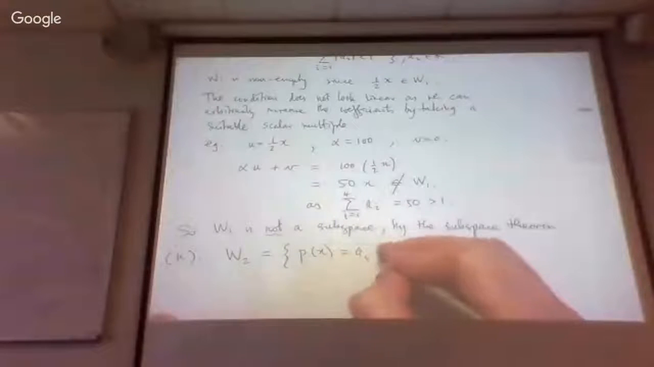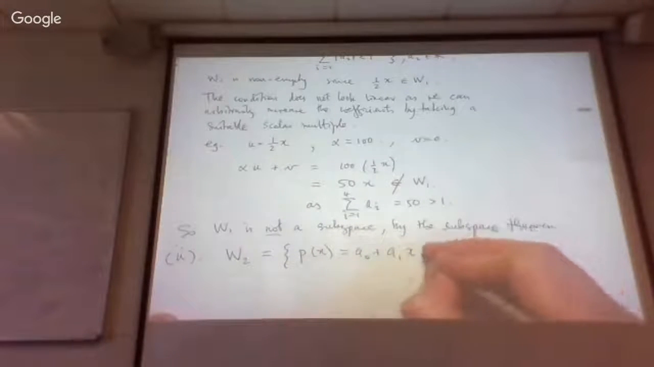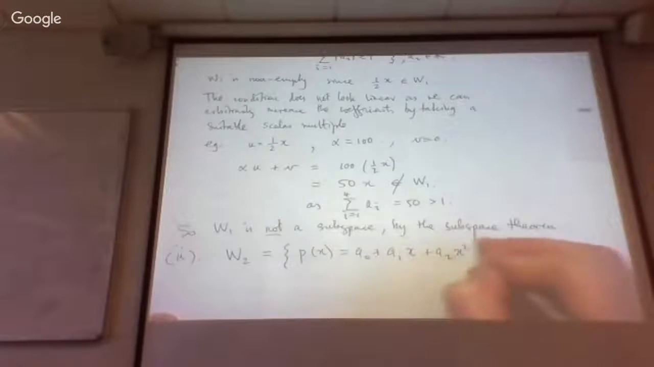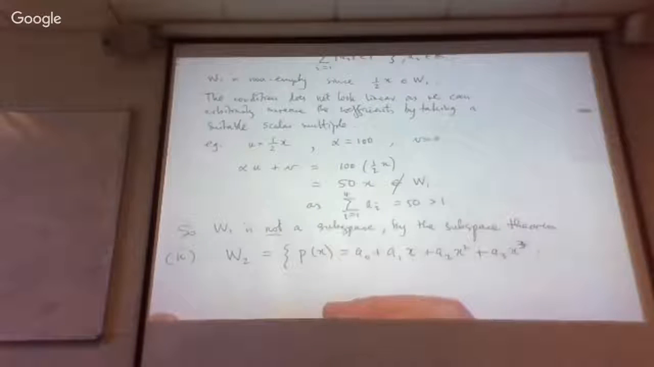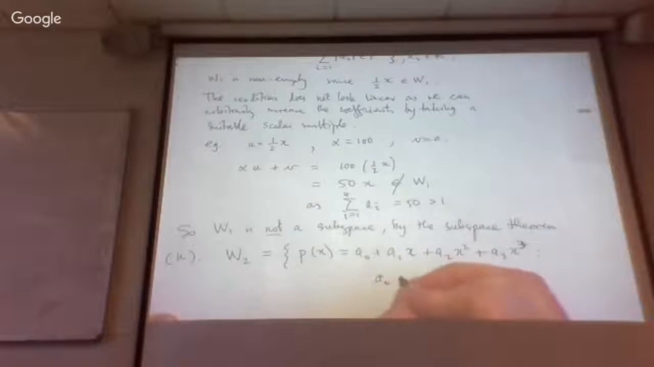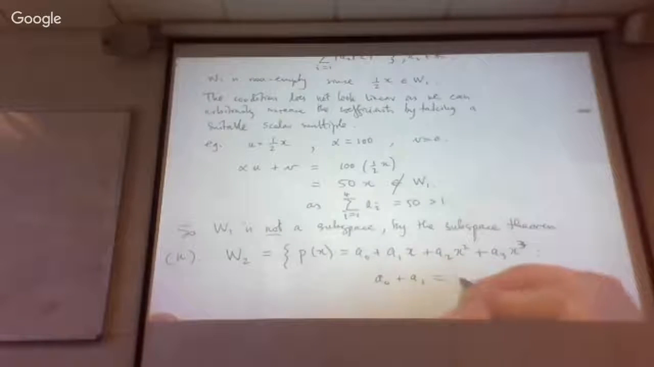W2 is another subset of P3R. Again, it's defined in terms of a relationship on the coefficients. And this relationship says a0 plus a1 must be equal to a2 plus a3.